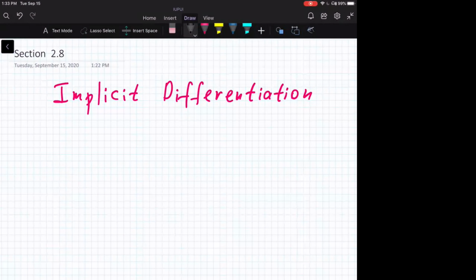So let's start with section 2.8, implicit differentiation. So far we have seen examples where we can express y in explicit form. That means that there is some equation, y equals some function of x. And this is called explicit form.